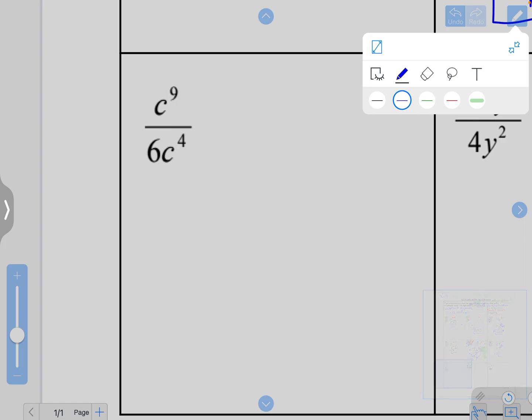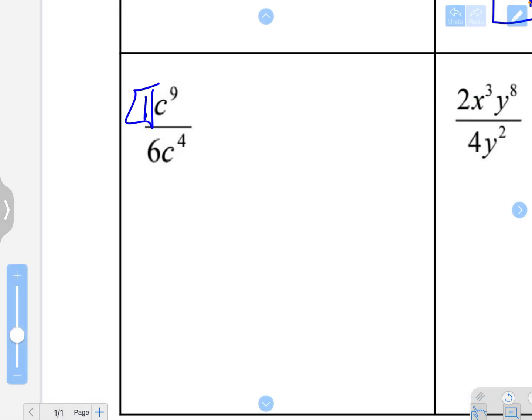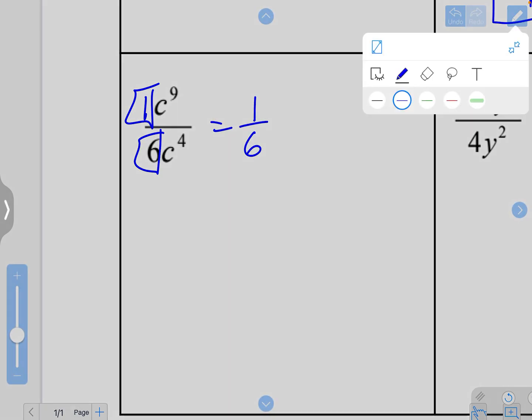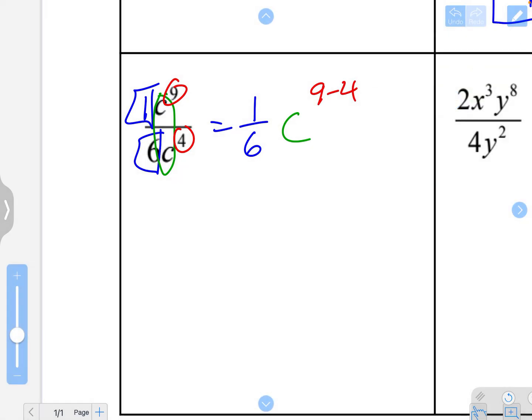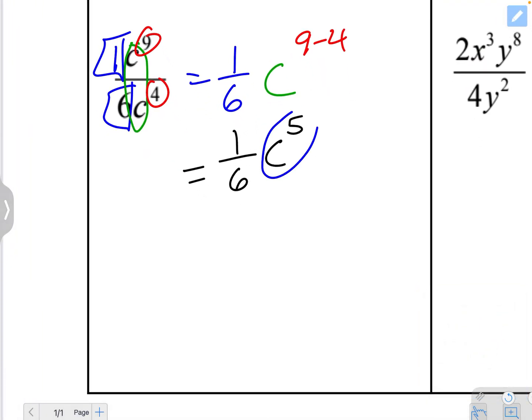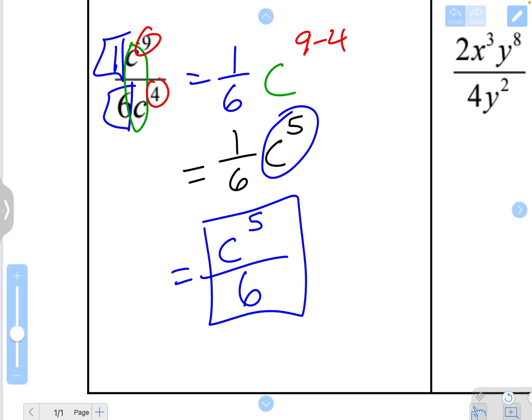All right, so here we've got some coefficients again. I have my invisible 1 in front of the c on top, and I've got my 6 on the bottom. So I'm going to write it down as 1/6. Then I'm going to write my base, which is c. And then I'm going to write my exponents, which are 9 minus 4. So I'm going to simplify, so I get 1/6, and I get c to the 5th. Again, that answer is correct, but we want to write the most correct answer. And since c has a positive 5 exponent, we're going to put that on top of our fraction and leave our 6 on the bottom.